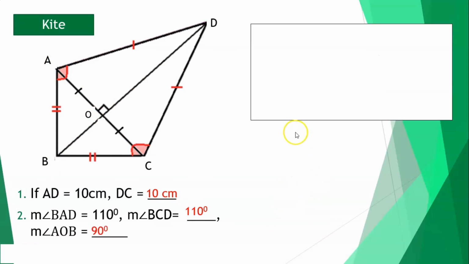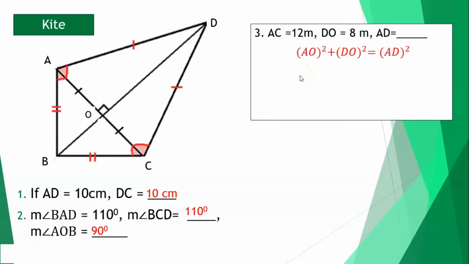Okay, another. Now, if A to C here is 12 meters, D to O is 8 meters, so therefore, how long is AD? So in here, we can form a right triangle in which you have here AO squared plus DO squared is equal to AD squared. This is a right triangle. So we can make use of the Pythagorean theorem.